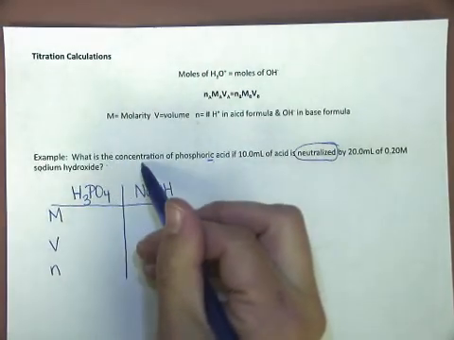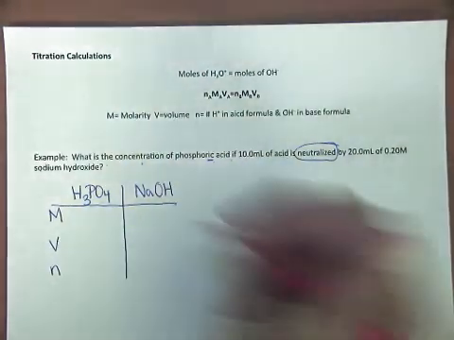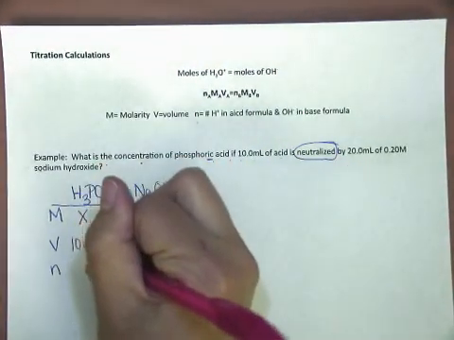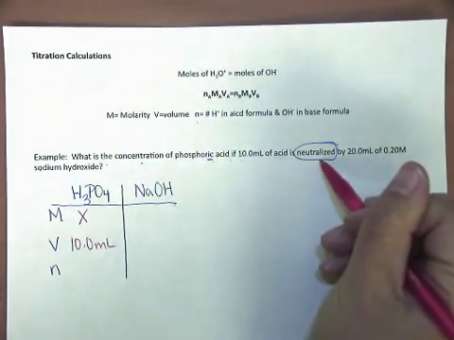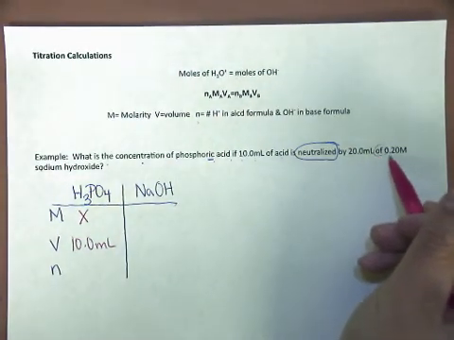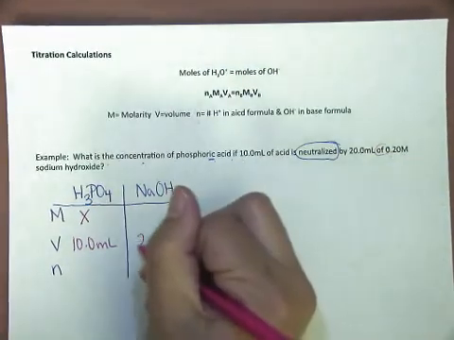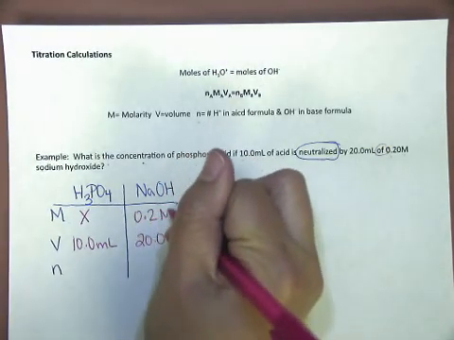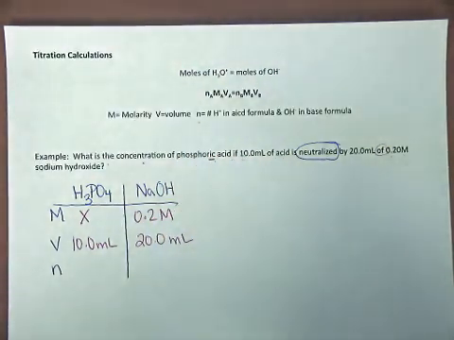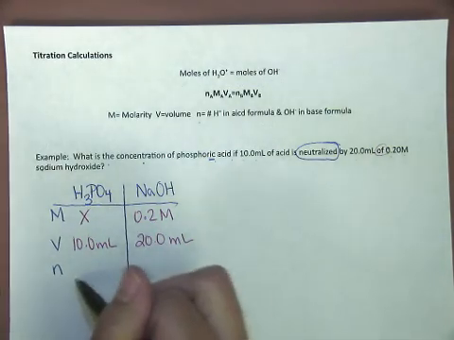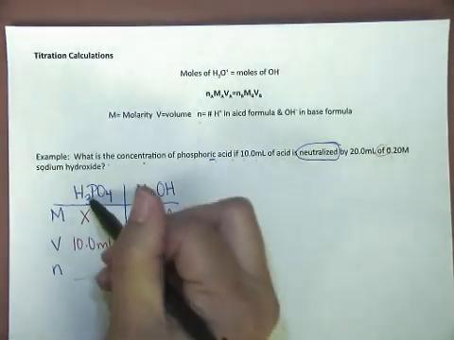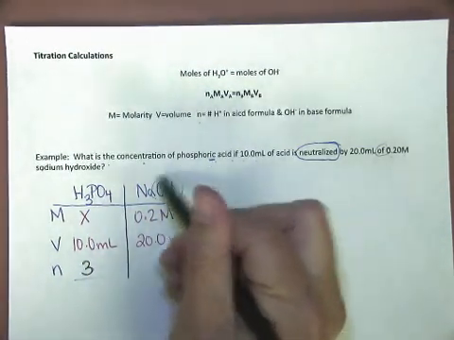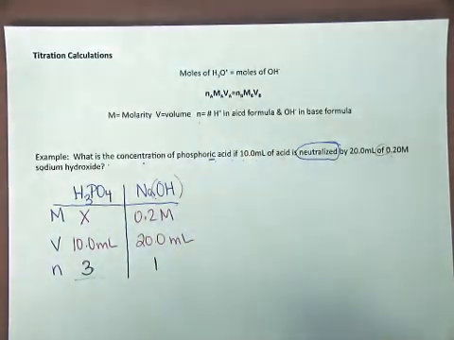My problem asks, what is the concentration of phosphoric acid? So that's what I'm looking for. If 10 milliliters of acid, so my volume of acid, is neutralized by 20 milliliters of 0.2 molar sodium hydroxide. My number of hydrogens and hydroxides, so my N value, comes from my formula. I have 3 hydrogens here, so N is 3. I have 1 hydroxide here, so that N value is 1.